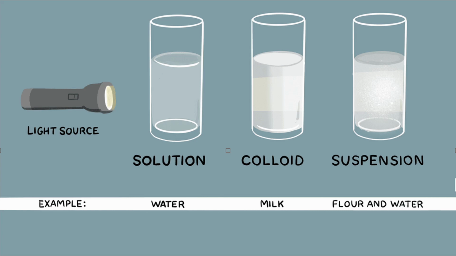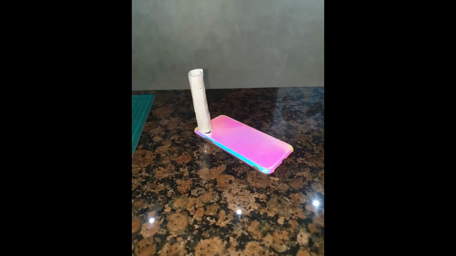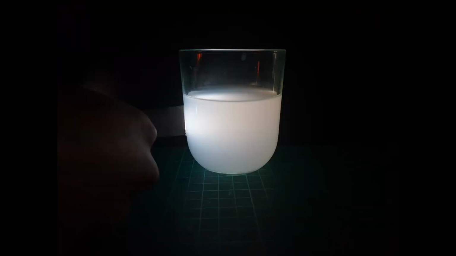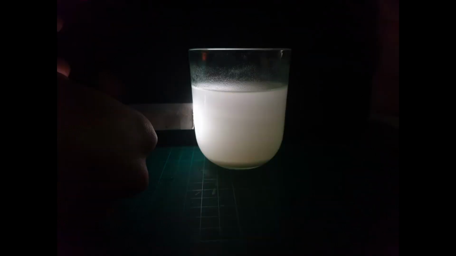Now we will start the Tyndall effect. We need a light bulb, so I used my phone's torch. As we see here, there is a very clear beam of light. While in milk, the light is scattered because of the large particles, and in the flour suspension, the light is scattered.